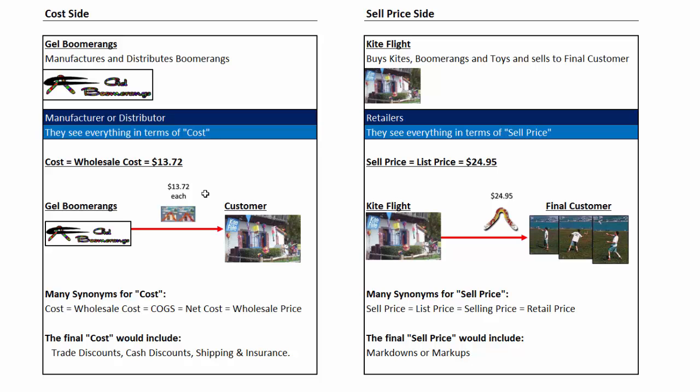Now, both of these numbers, the cost and the sell price, both companies use. But as we'll see, when we calculate percent markup, the cost side, manufacturers and distributors, will use the cost in the denominator, whereas the retailers will use the sell price in the denominator. Now, many synonyms for sell price: list price, selling price, retail price. We'll use sell price. Also, the final sell price would include any sales, reductions, markdowns, or markups.